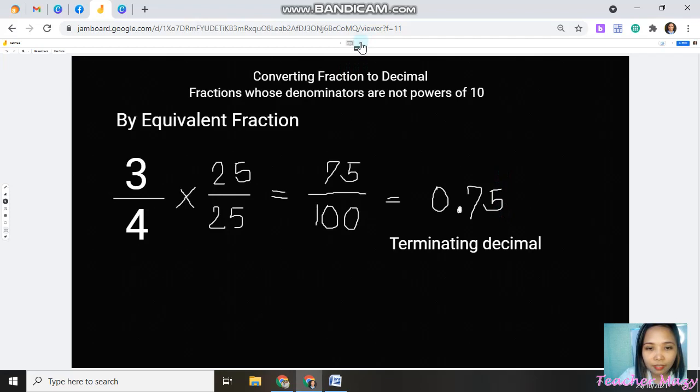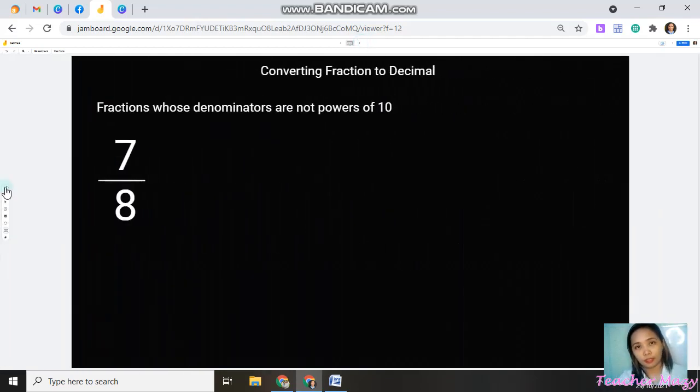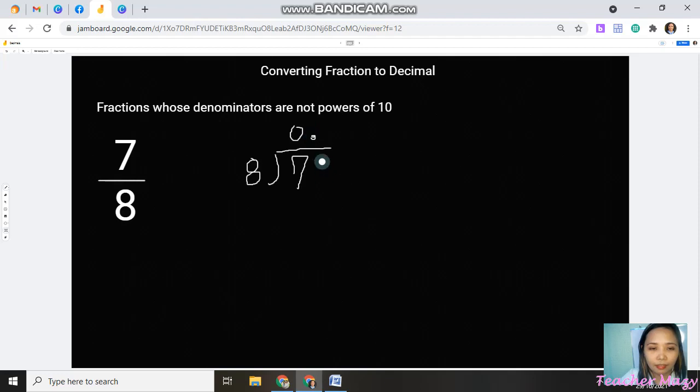So next is, another example is 7/8. Okay, so let's use division for this given. So first is divide the numerator by the denominator. 7 divided by 8 cannot be. So that is 0. Let's add another 0. So we need to put the decimal point. So 8 times 8 is 64, minus, so 70 minus 64 is 6. So let's add another 0.